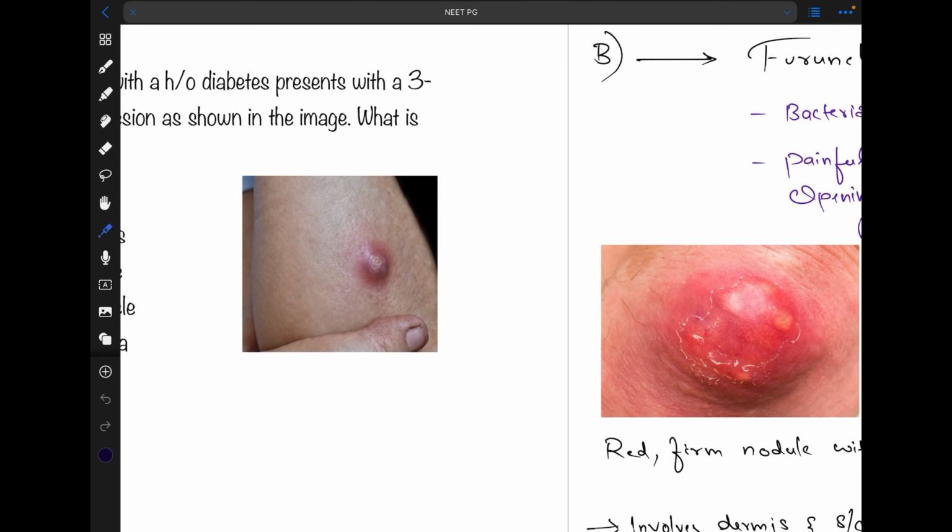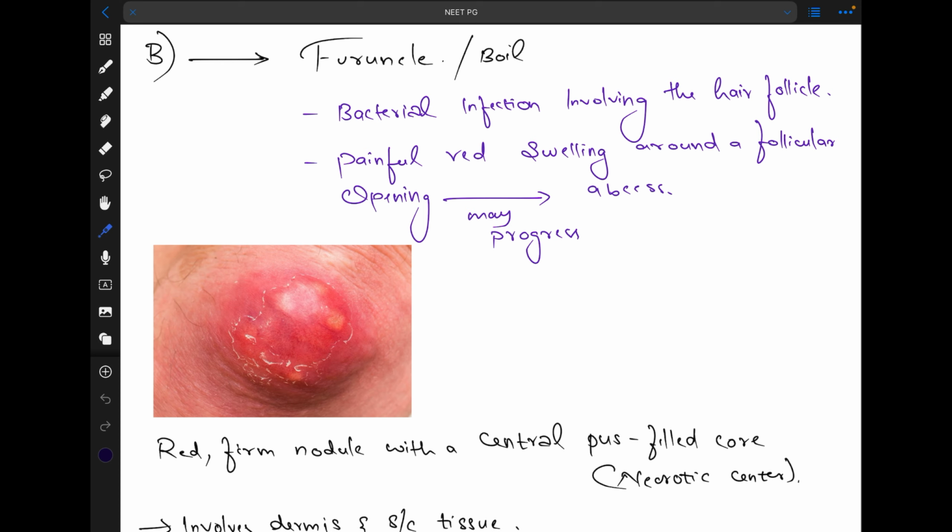The answer is furuncle, also known as a boil. This is the image of a furuncle. So why furuncle? Because it is a bacterial infection. What is a furuncle? It is a bacterial infection involving a hair follicle. It is a painful red swelling around the follicular opening, and it may often progress to an abscess.